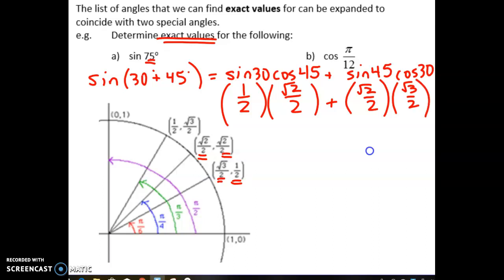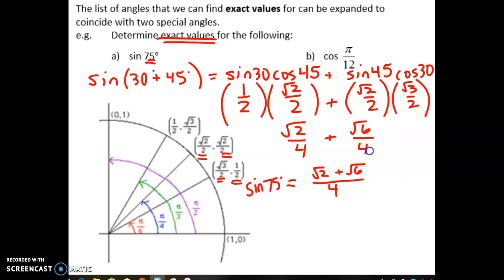Now we can simplify them. So we've got fractions that I'm multiplying. So we go top times top, bottom times bottom. So we end up getting root 2 over 4. This side, we have root 2 times root 3 is root 6 over 4. So my final answer would be root 2 plus root 6 all over 4. Now you can't add root 2 and root 6 together because they're not like roots. They're not the same root, so you can't add them together. So that would just be your final answer for sine 75 degrees.